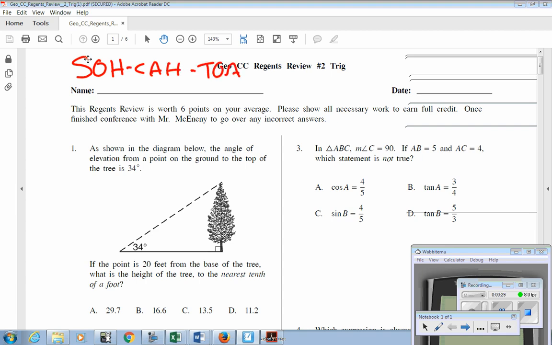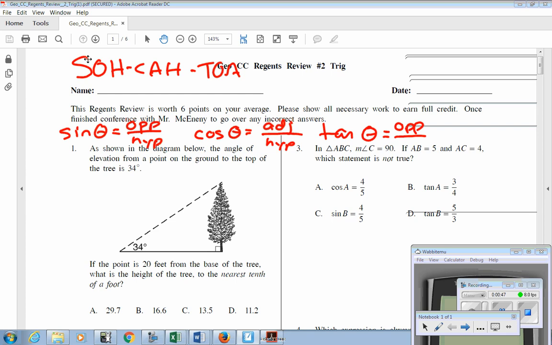So again, what that means is the sine of the angle is the opposite side over the hypotenuse. Cosine of the angle is adjacent over hypotenuse. And then tangent of the angle is going to be opposite over adjacent. So you're going to be using those for pretty much almost every question in some capacity. So make sure you write those on your paper.